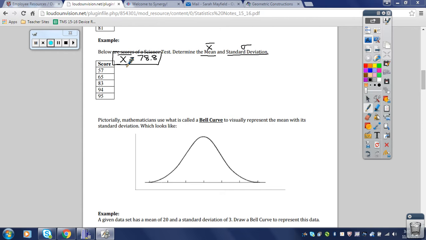To find my standard deviation, it's a bit of a process. I found my mean, so I'm now going to find the distance each of these values are from 78.8. I'm going to take 78.8 and subtract each of my values from it. So 78.8 minus 57 is 21.8. 78.8 minus 65 is 13.8. 78.8 minus 83, notice you get negative 4.2. I'm going to make it positive 4.2 because I'm talking about distance. Distance cannot be negative. So it's 15.2.